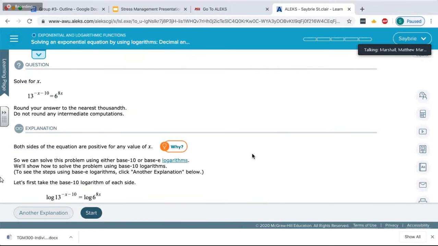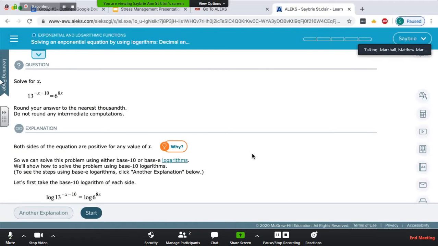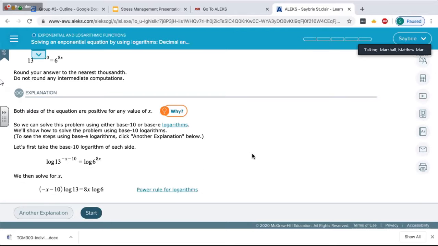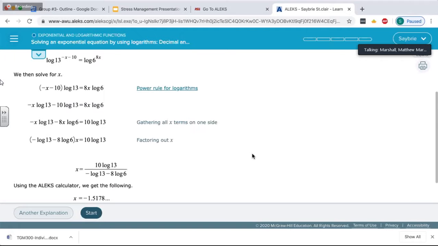All right, let's knock this out. You ready? Let's take a picture. All right, so it looks like they're breaking it up into a log problem again. They are bringing the log numbers out front, not too bad. Looks like they're distributing that negative x through and that negative 10 through.